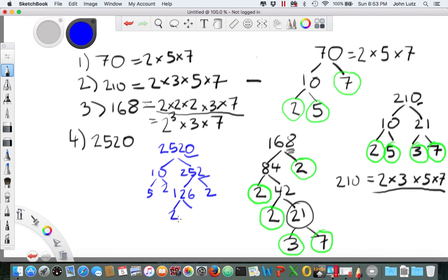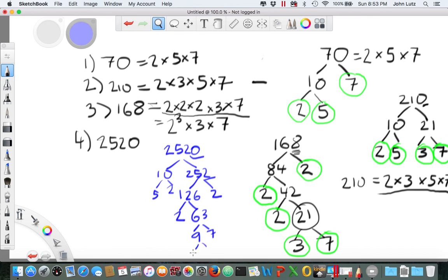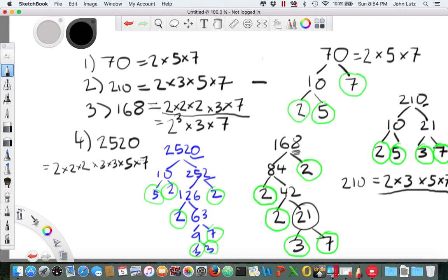126 looks like it is 2 times 63. And we know that 63 is 9 times 7. And that 9 is 3 times 3. So let me go ahead and pull that green out again. And I have my leaves. They're all prime numbers. Okay, so 2520 is going to be equal to 2 times 2 times 2 times 3 times 3 times 5 times 7. Okay, so those are our prime factorizations.